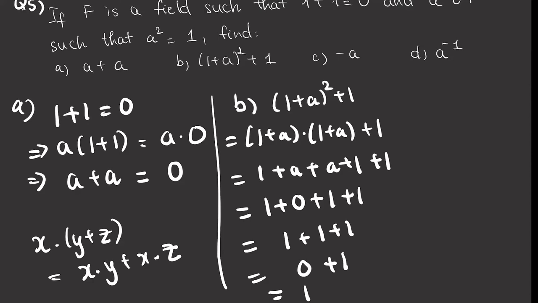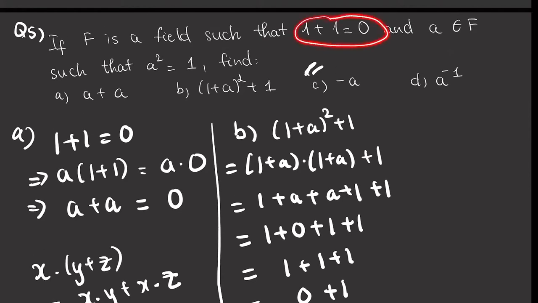Okay. For part C, what is the negative of A? We start with A squared equal to 1. Why should there be the 1 plus 1 equals 0 rule? Because it is given. It's just the information given in this question. It's not true for every field, but we are given that information in this question.